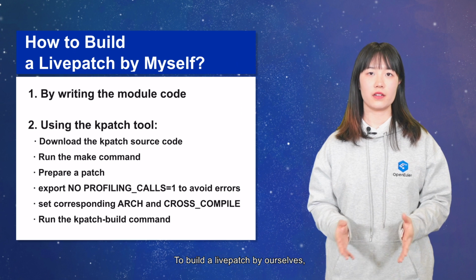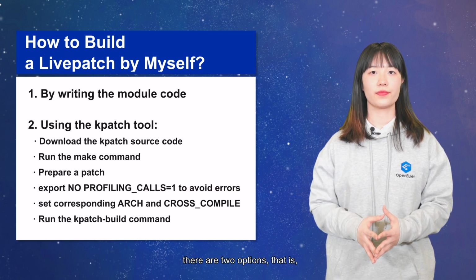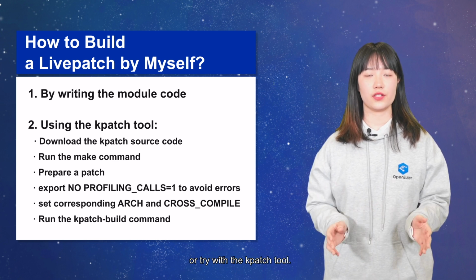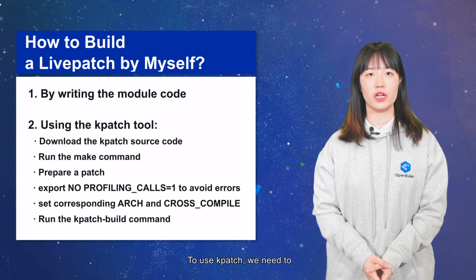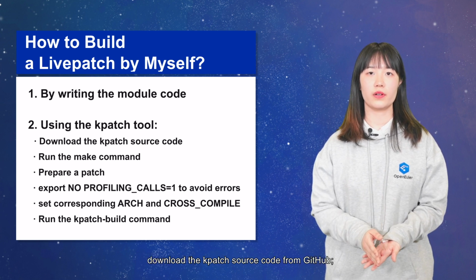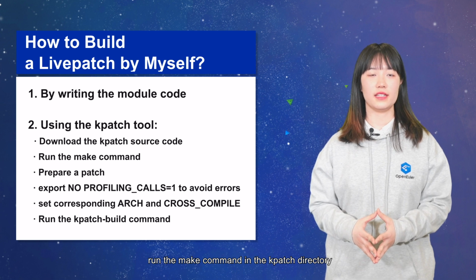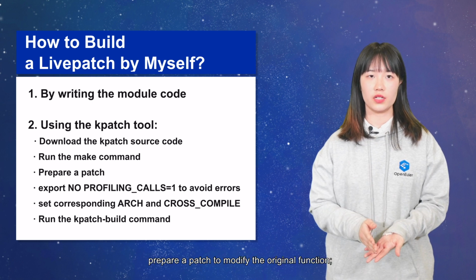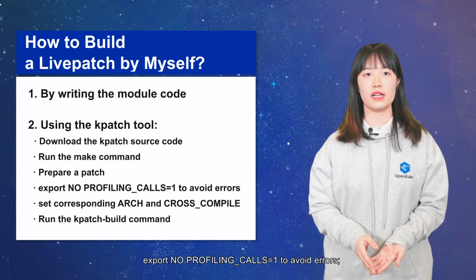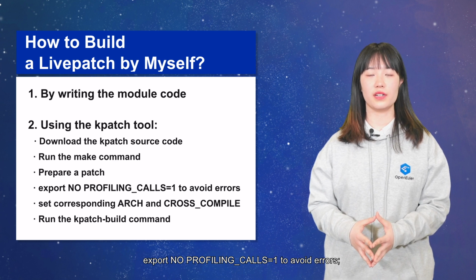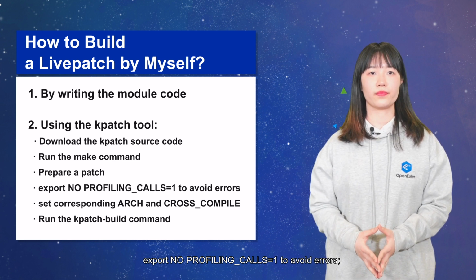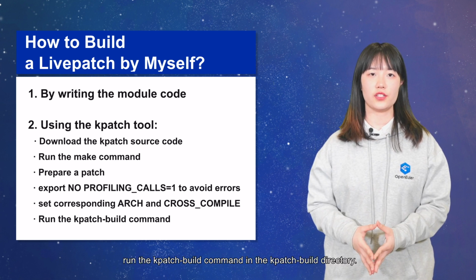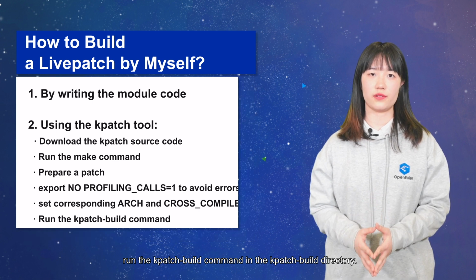To build a Livepatch by ourselves, there are two options, that is, to build it by writing the module code or try with the Kpatch tool. To use the Kpatch, we need to download the Kpatch source code from GitHub, run the make command in the Kpatch directory to compile the Kpatch tool, prepare a patch to modify the original function, export no profiling calls to 1 to avoid errors, set the corresponding arch and cross-compile. Run the Kpatch build command in the Kpatch build directory.